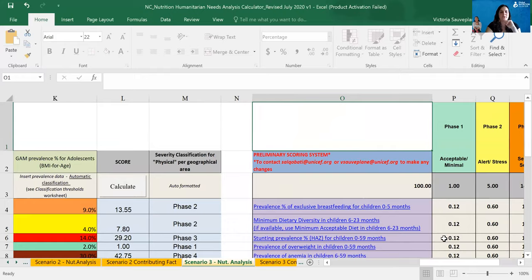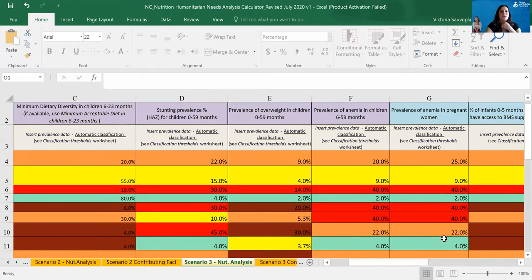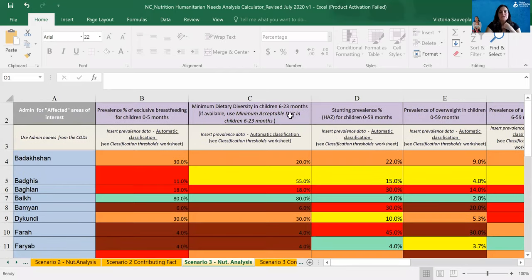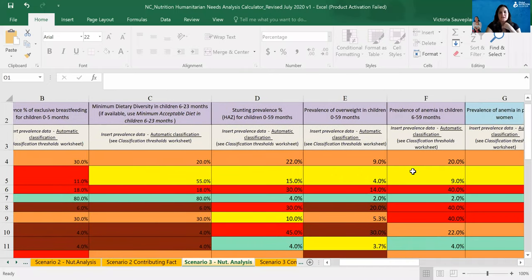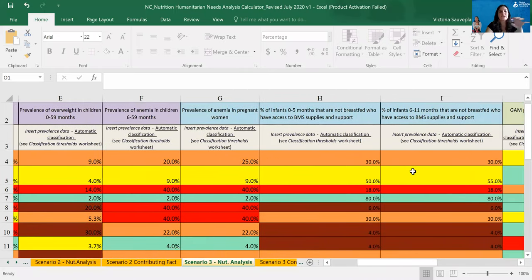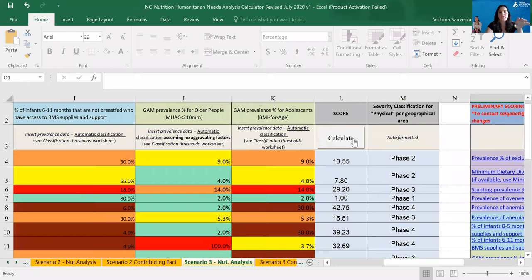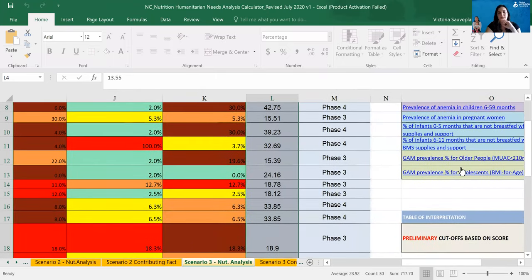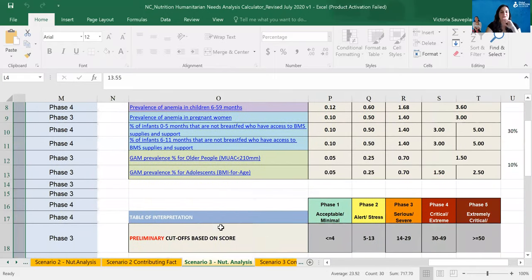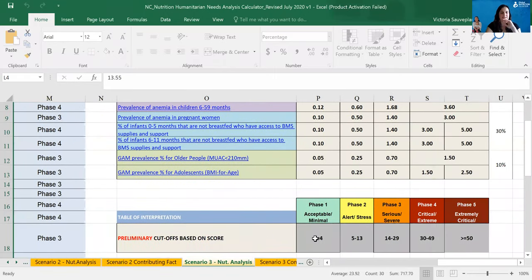So what this point scoring system will be doing is, at country level, colleagues would be filling in the prevalences for each of these. You can see here it automatically changes color for each of the three categories: the purple, the blue, and the green. And then at the end, we have a score that's calculated automatically, and we have our phase classification based on, once again, preliminary cutoffs. So if we have a score that is less than or equal to 4, it would be phase 1, phase 2 between 5 and 13, and so forth.